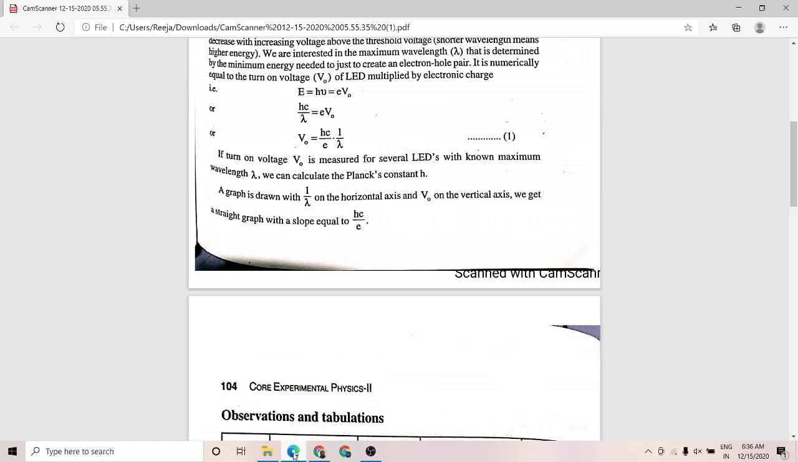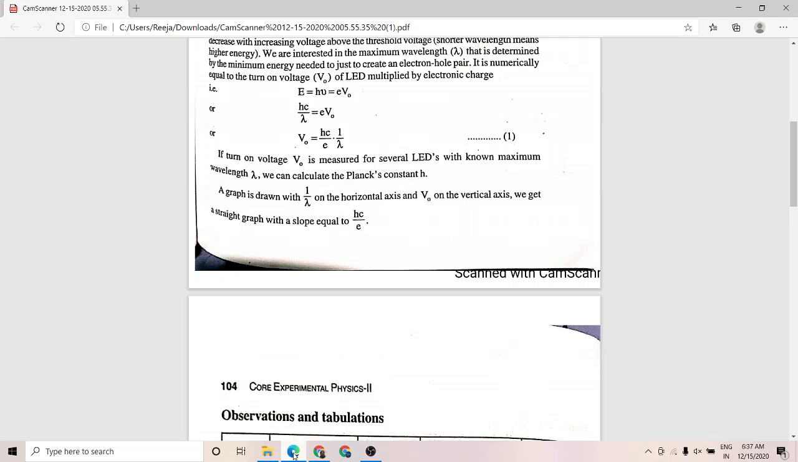Now what we have to do here experimentally is find out the minimum energy needed to create the electron hole pair. For that we increase the potential from zero, and as the potential is increased, at some threshold value called V0, the LED lights up, or the LED begins to give out the visible light radiation. So that voltage needs to be noted.